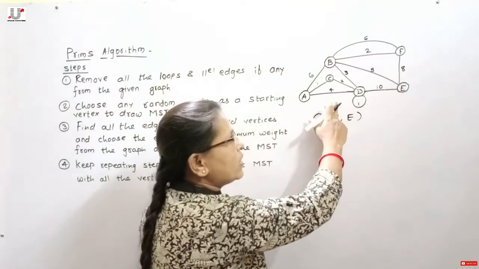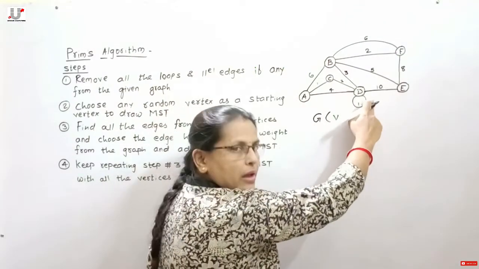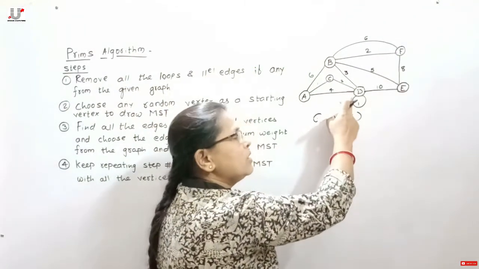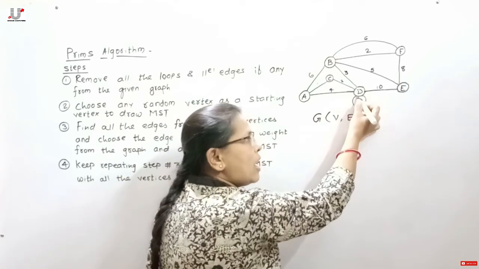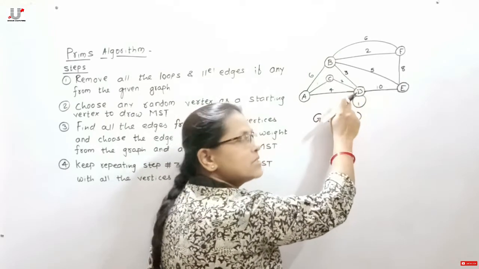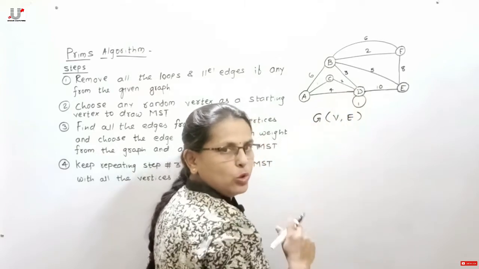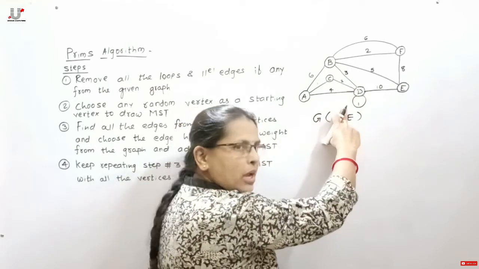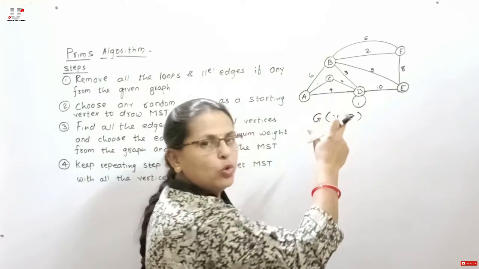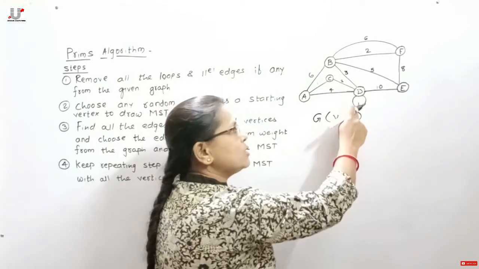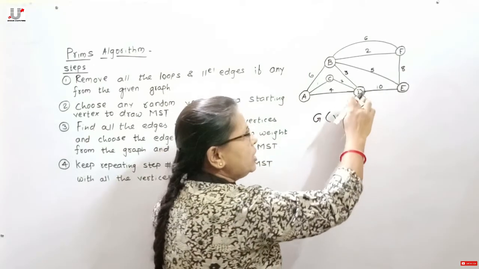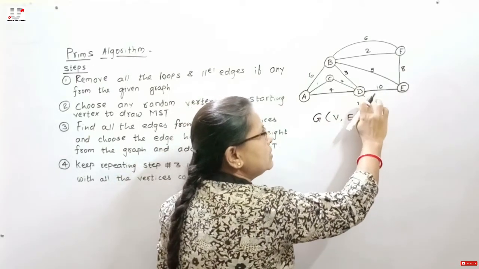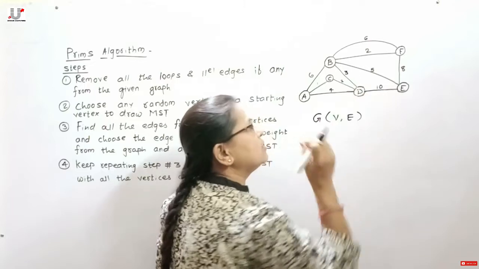As this graph contains a loop, meaning the edge which starts and ends at the same vertex is called a loop. So first you have to check whether a graph contains a loop or not. If it contains a loop, even though it has minimum weight, we have to remove that loop from the graph.